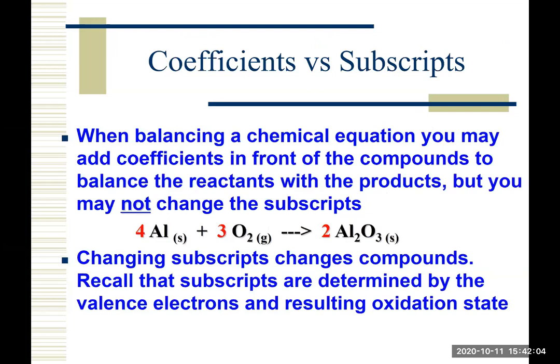When we're balancing a chemical equation, you can add coefficients in front of the compounds to balance the reactants with the products, but you cannot change the subscripts. Remember that changing the subscripts will change the compounds. The subscripts are determined by the valence electrons and the resulting oxidation state that allows each elemental atom to have the electron configuration of the Noble gas that's closest to it.